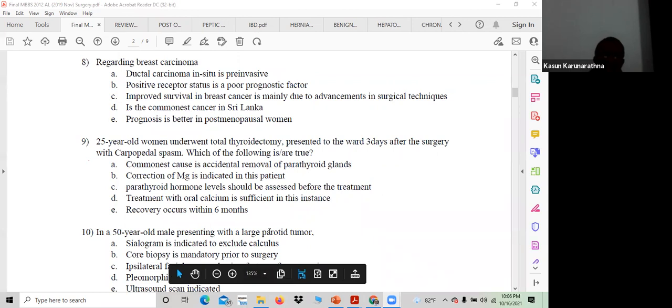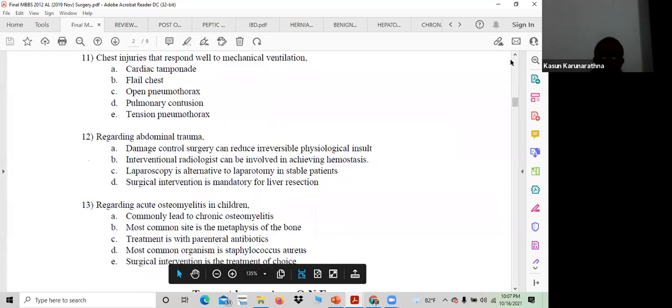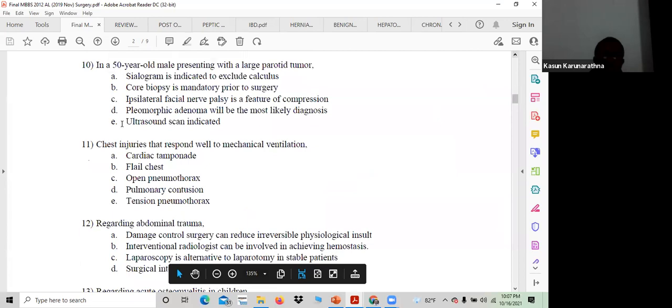10 ml of 10% calcium over 10 minutes. Recovery, if this hypocalcemia is due to parathyroid ischemia, that will recover usually within 6 months, right? Right. Then question number 10.